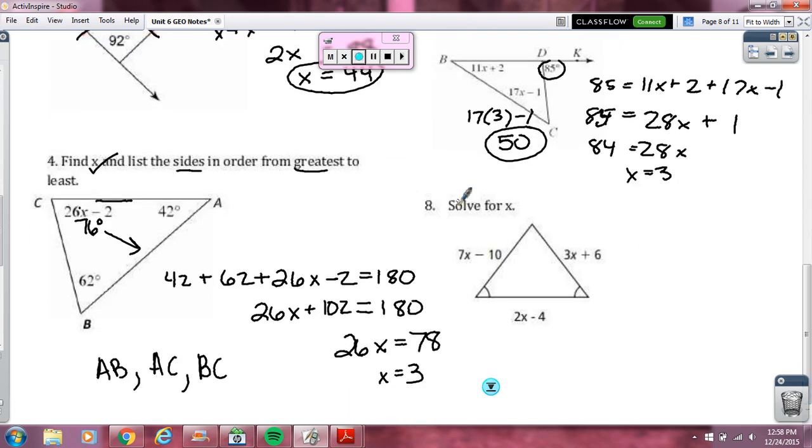And number 8, solve for x. I notice that these angles are marked the same, meaning that the sides across from those angles must be the same. So I'm not actually going to even use that 2x minus 4 in my problem. I'm just going to set 7x minus 10 equal to 3x plus 6. And then subtract 3x from both sides, add 10 to both sides, and then divide.